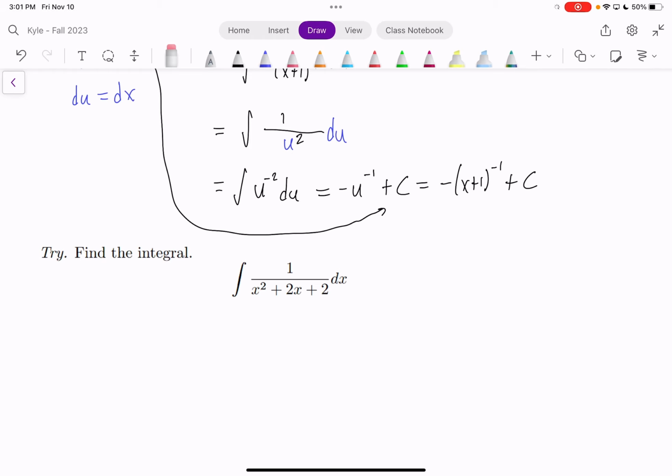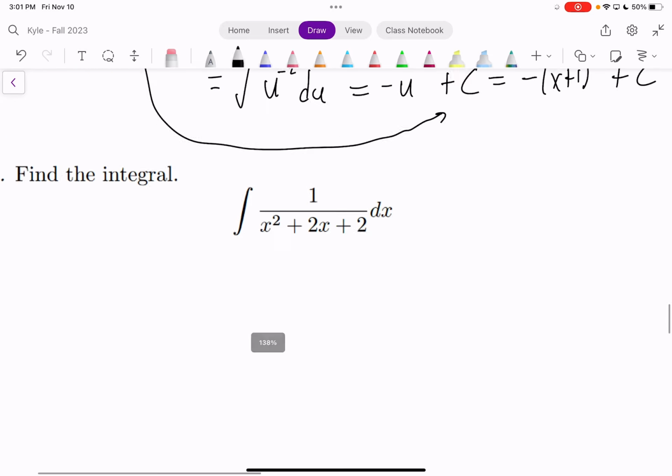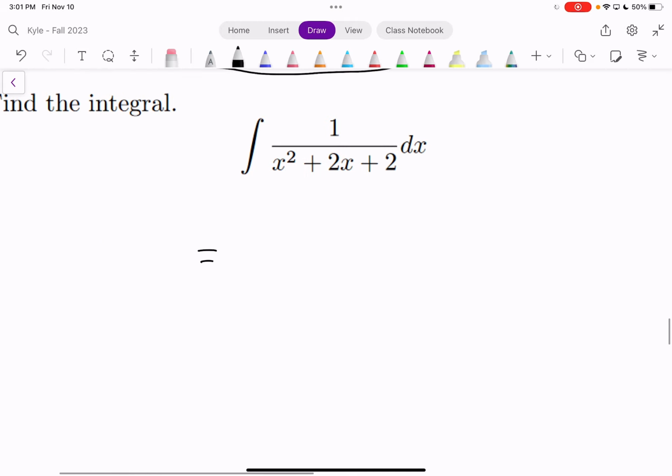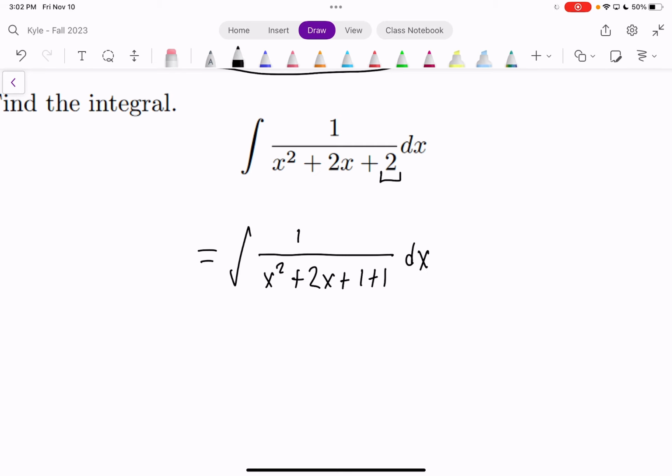Let's take a look. We did something similar in the last question with our square. It looks like we can do something similar here. Let's put it in the shape of that square. We can express this as x squared plus 2x plus 2. I'm going to write that as 1 plus 1. This is just our square from our last question.